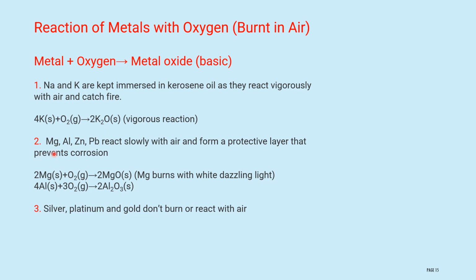The next one, magnesium, aluminium, zinc, lead react slowly with air and form a protective layer that prevents corrosion. Corrosion, next I will discuss in detail. Magnesium reacts with oxygen, you will get magnesium oxide. Take magnesium ribbon, burn it with oxygen, then you will get magnesium oxide. Magnesium burns with a white dazzling light. Then aluminium reacts with oxygen, you will get aluminium oxide.